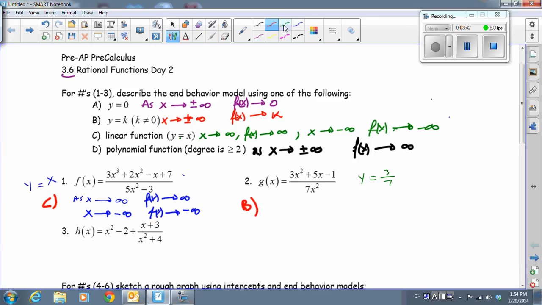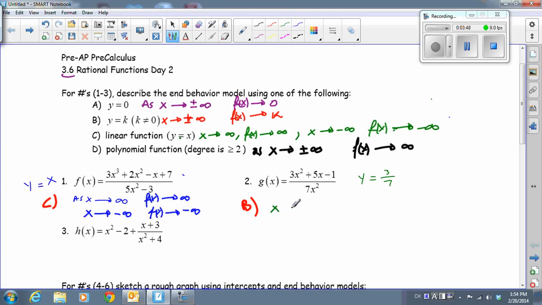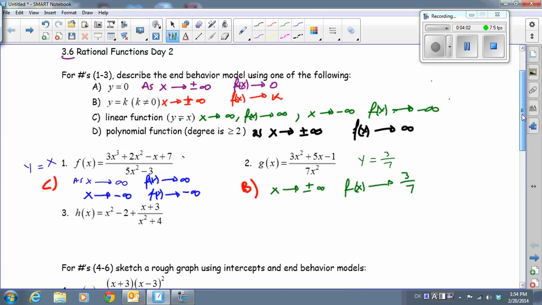Now, let's study B: as x approaches positive or negative infinity, f of x will approach the same value, which is 3 over 7. Whether x approaches positive infinity or negative infinity, f of x will be at 3 over 7.